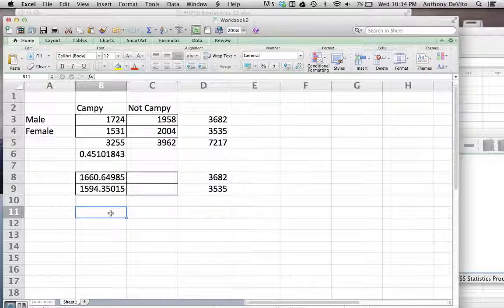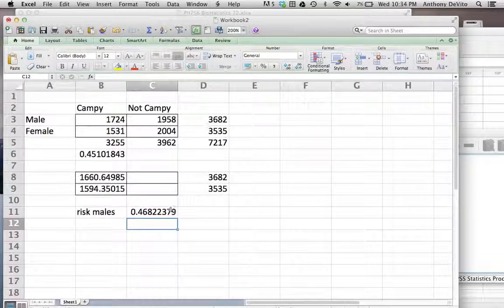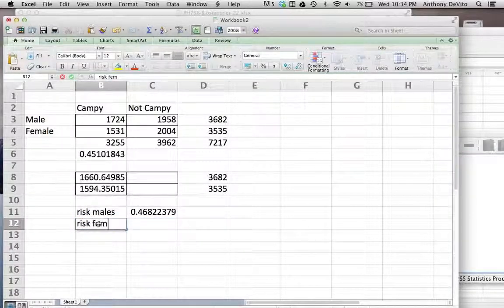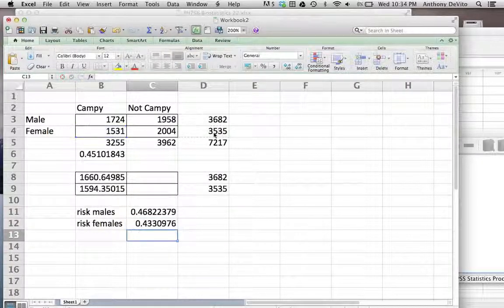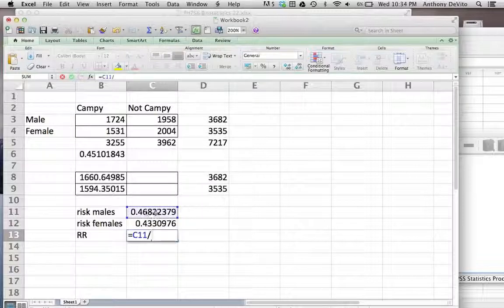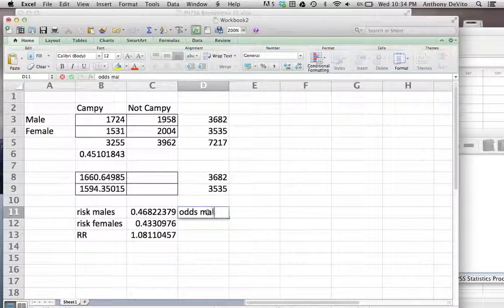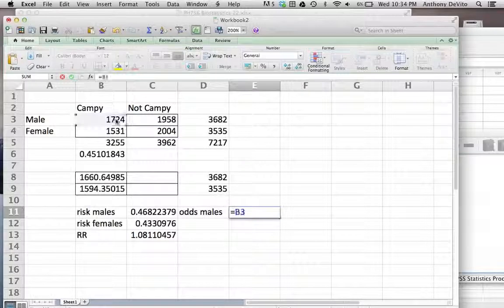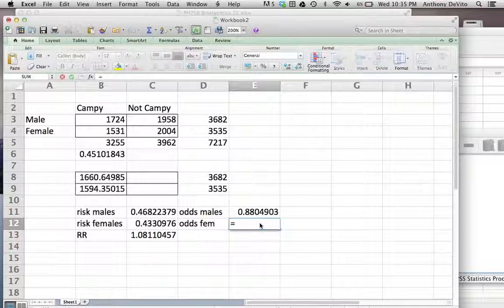For instance, if you wanted to calculate the risk for males of being infected with Campylobacter, it's going to be equal to 1724 over 3682. The risk for females would be equal to 1531 over 3535. So our relative risk is going to be equal to the risk for males divided by the risk for females, which equals 1.08. How about the odds ratio? The odds for males is going to be equal to 1724 over 1958, and the odds for females 1531 over 2004.